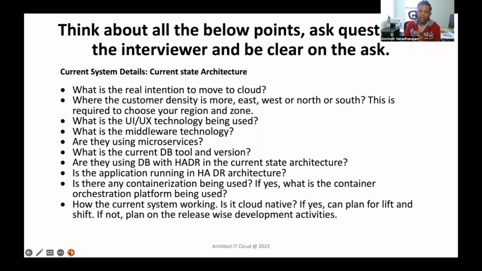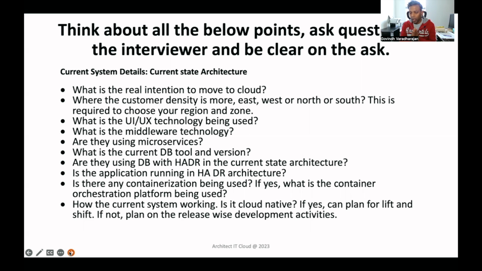Okay. And these are some of the questions that you must ask the interviewer. First one is the current state architecture. Always ask what the current state architecture is, where the application is running, whether the application is running only on your on premises and the database is running on your private cloud, or both are running in the private cloud, and what the existing architecture looks like. So all those things you have to ask the interviewer.